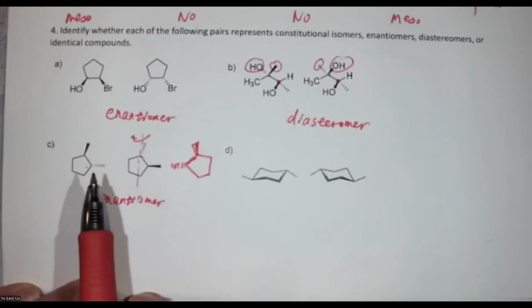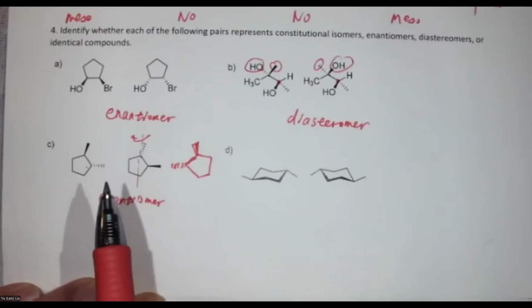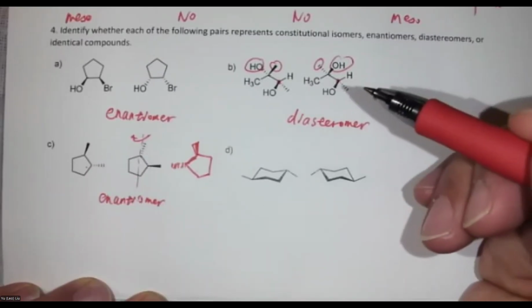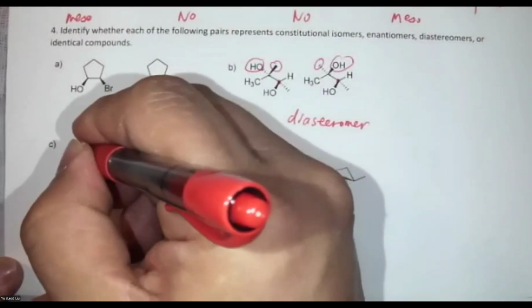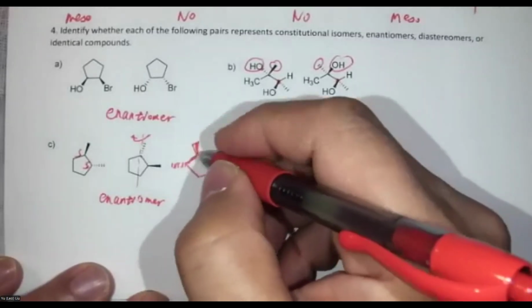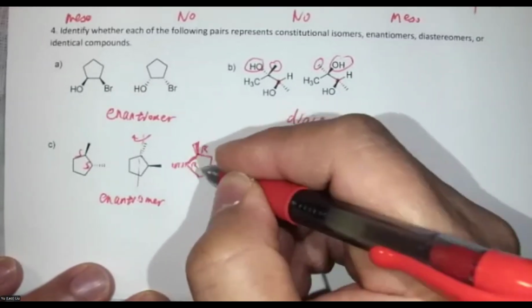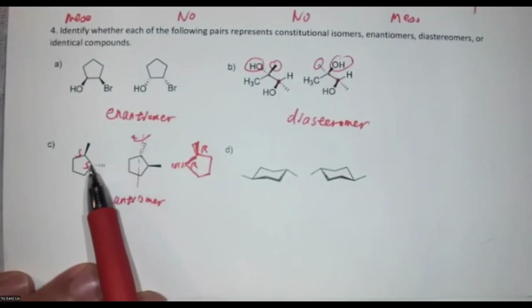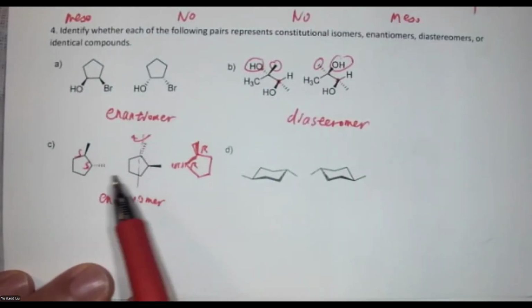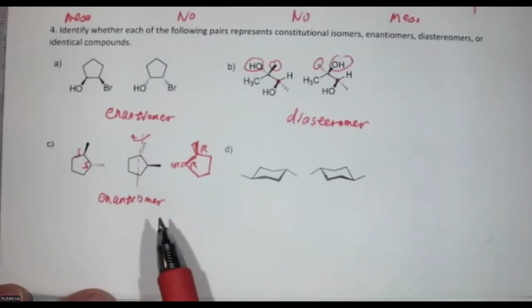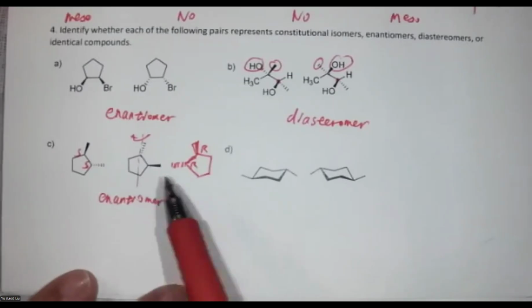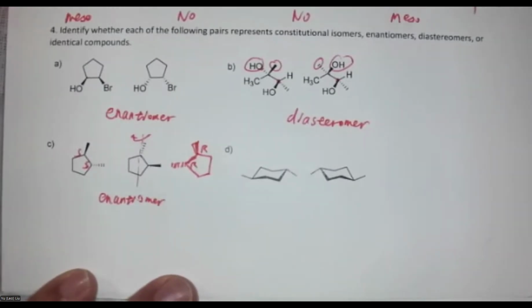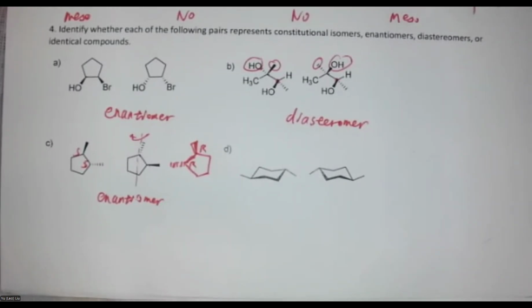Another way to do it is to assign R and S. For example, this one should go up, so that's S. This one also S, so SS. Here, the other should be R and R. So you see all the stereocenters are opposite. All stereocenters opposite shows enantiomer. So that's two ways to do it: either use R and S, or try to imagine the case. So for the D.